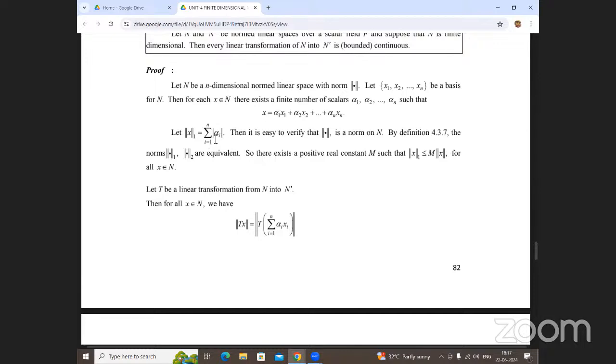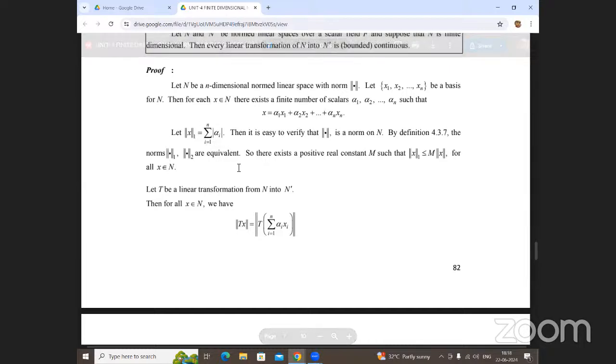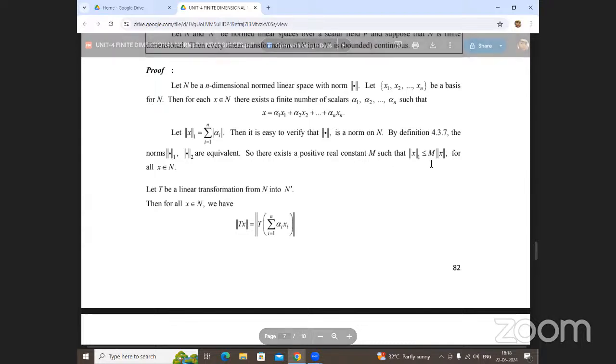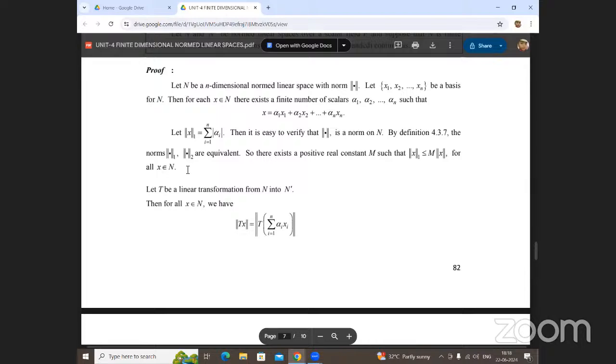Summation mod alpha i. To verify the norm condition, norm x1 equals... what is the norm? Any two norms are equivalent. We have already established a theorem that any two norms are equivalent. Equivalent means the second norm lies between the first norm's minimum and maximum values, so the first norm cannot exceed capital M times norm x1, for all x belonging to N.